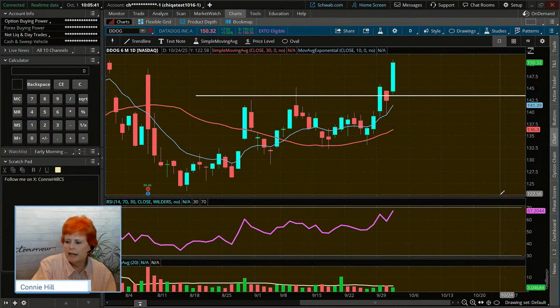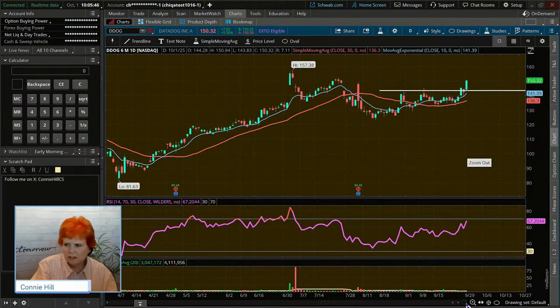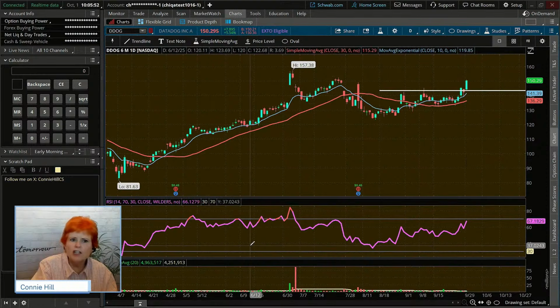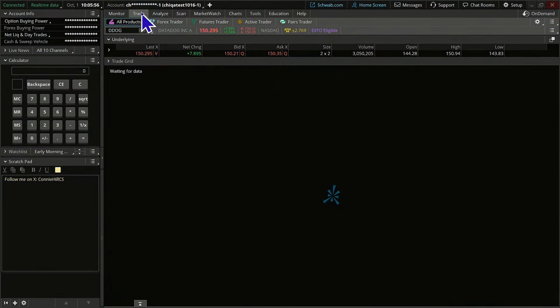Now, some of you might look at this and say, yeah, it meets your entry signals, or it doesn't, for whatever strategy you're interested in. We're going to say that it meets our entry signals for doing a short put vertical. Now we're going to head over to the Trade tab.